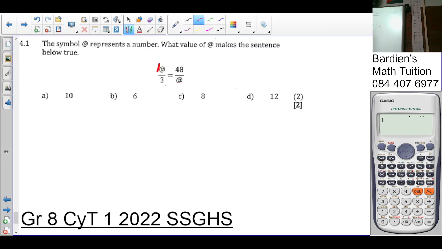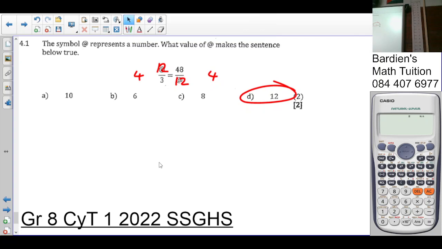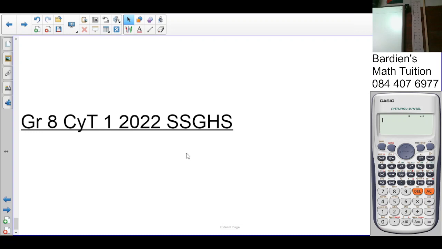Let's try 12. What's 12 divided by 3? 4. 48 divided by 12? 4. So the answer is 12, which makes it D. Okay. The last question.